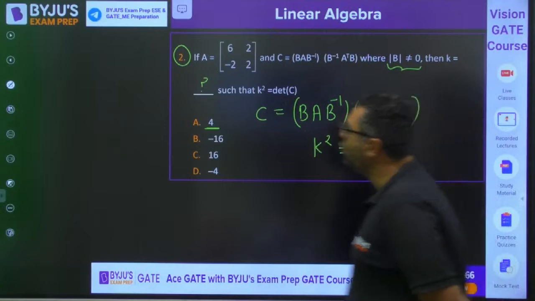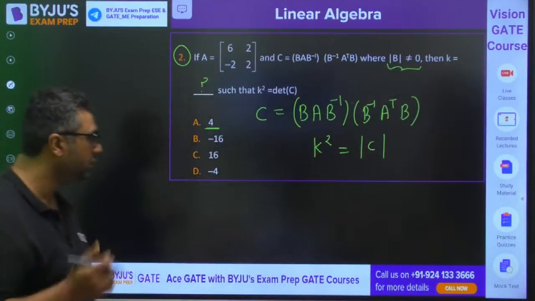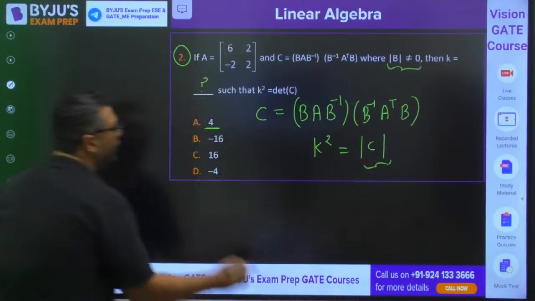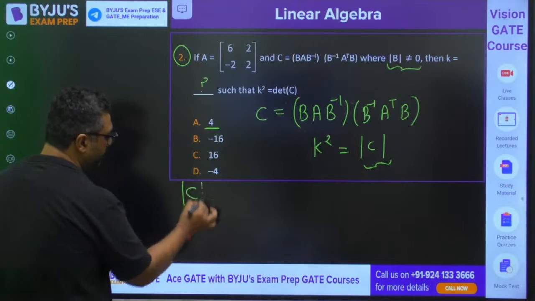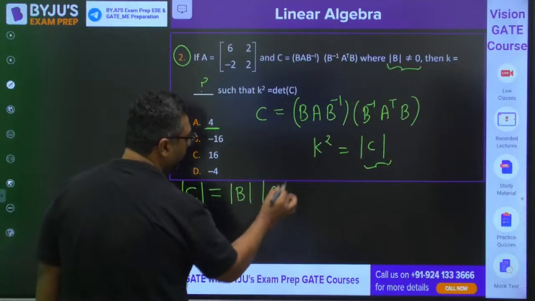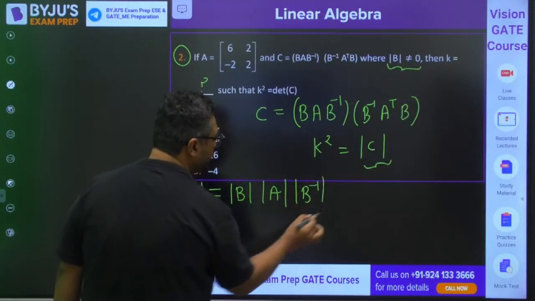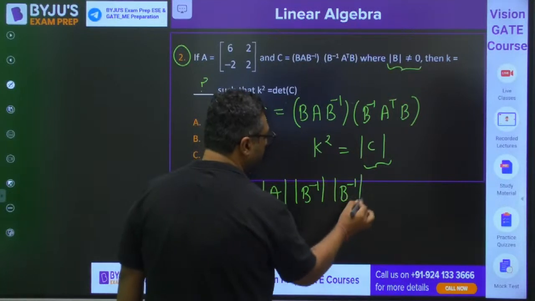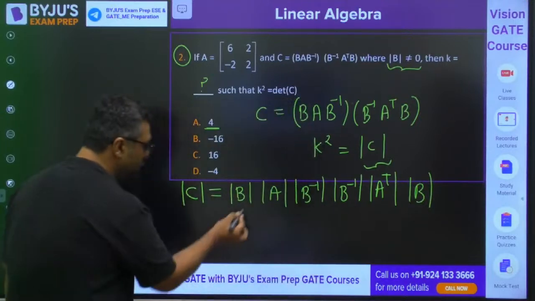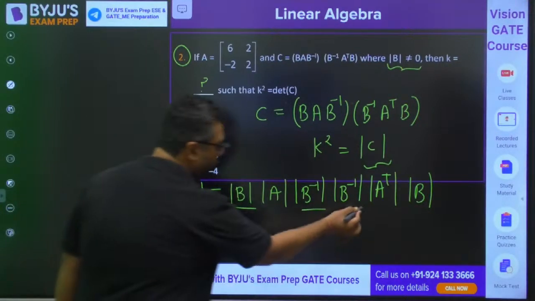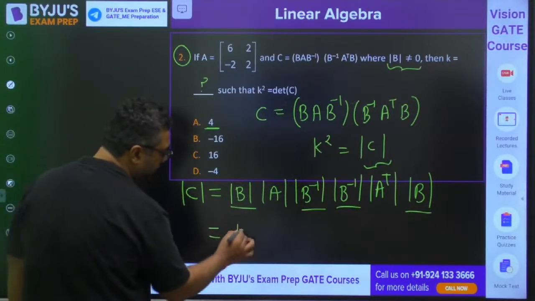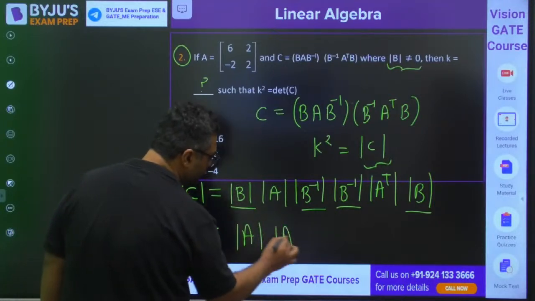So, guys, this is the second question. Let us see how to solve it. First of all, we need to find the determinant of C. If you want to see the determinant of C, you know that we can take the determinant of every matrix: B, A, B inverse, then B inverse, then A transpose, then B. So can you see there is one B inverse, one B inverse, other B. So they will cancel out each other. So we will be left with the determinant of A transpose.